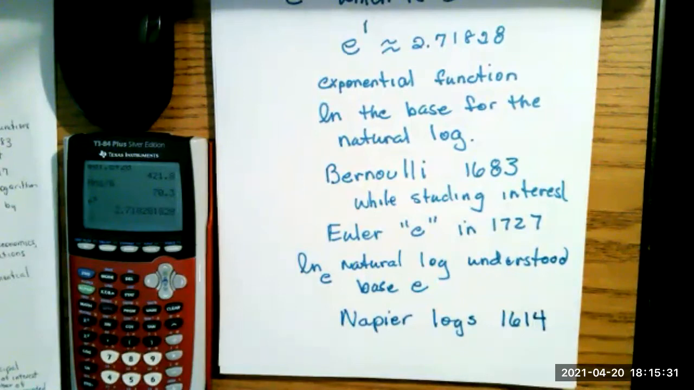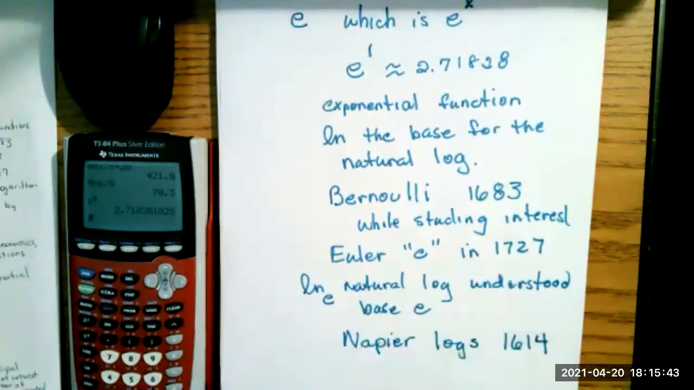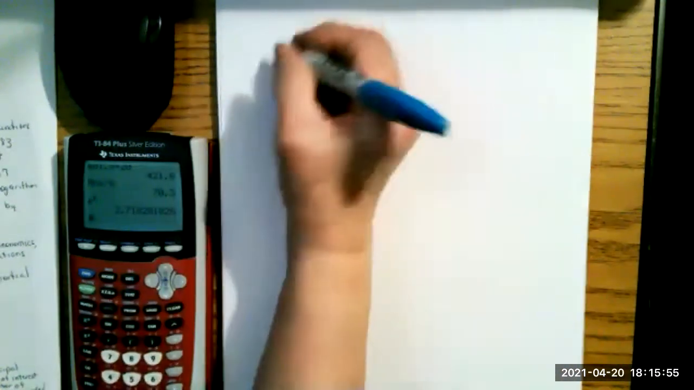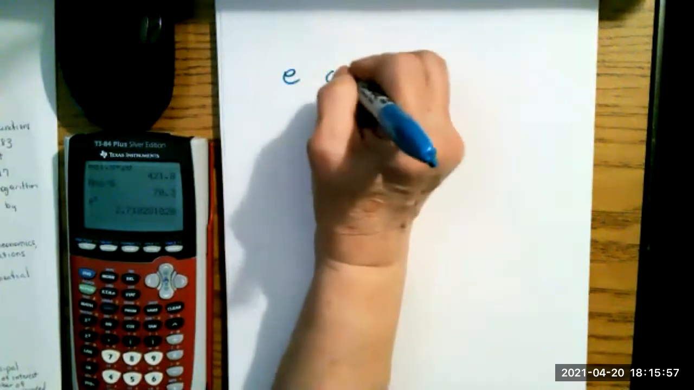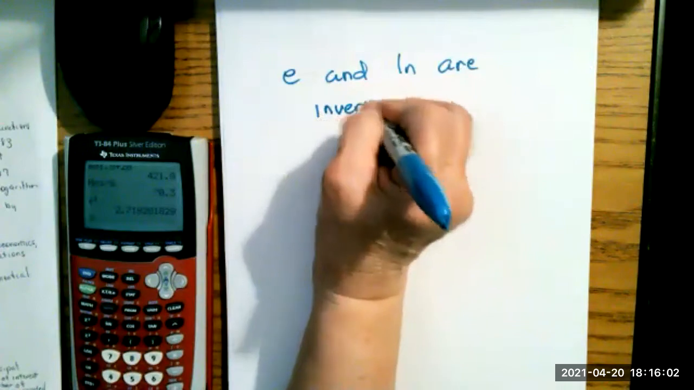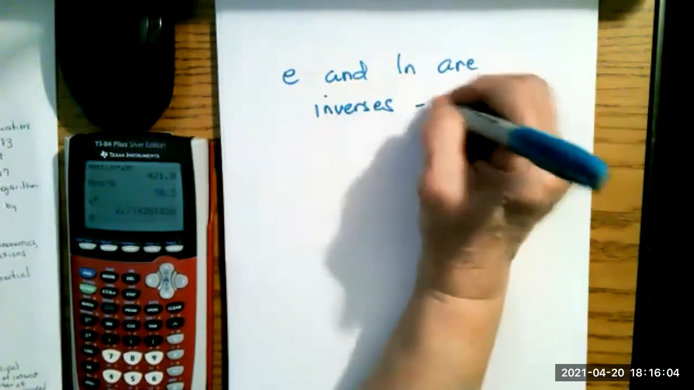So even before they discovered the natural log for E, that was the base E, Napier was working with logs in 1614. So there's some history of those famous mathematicians, they're the reason that we study this today. The Ln and the E are inverses of each other. And we're going to see that in the graph.